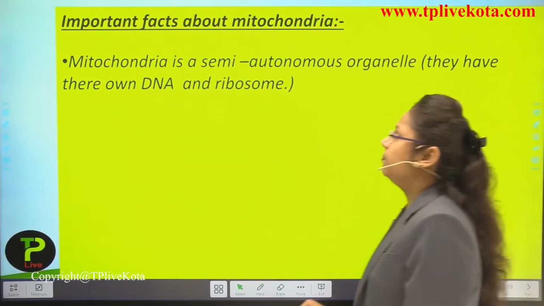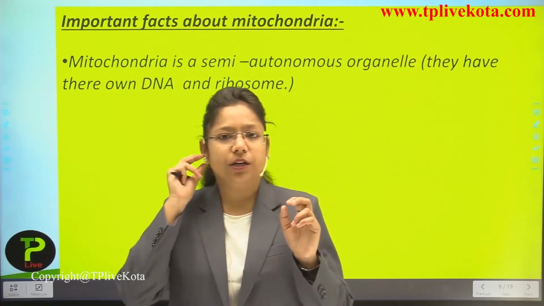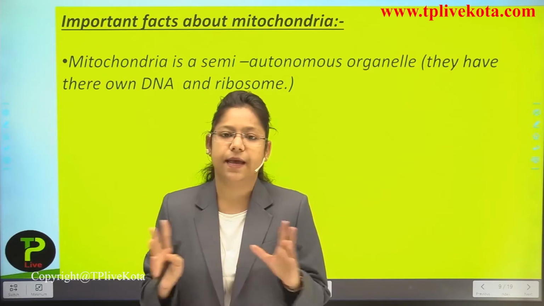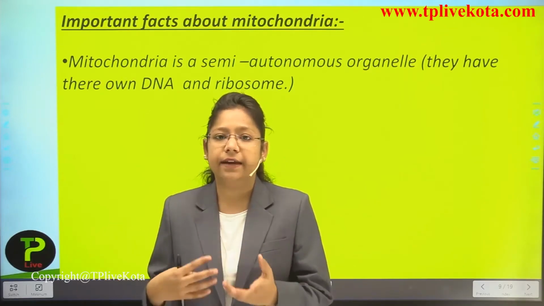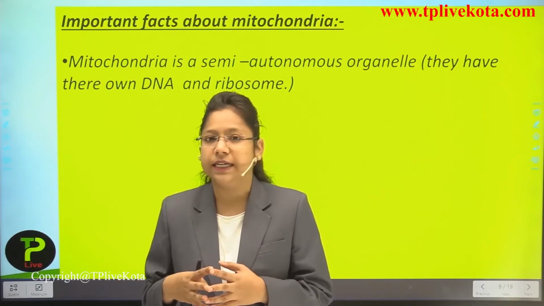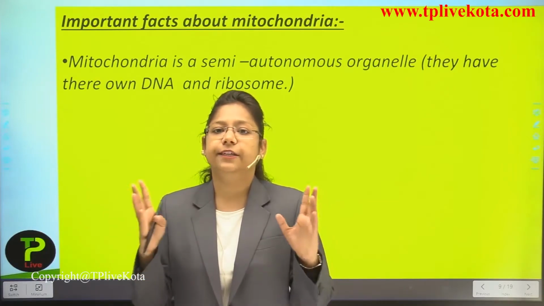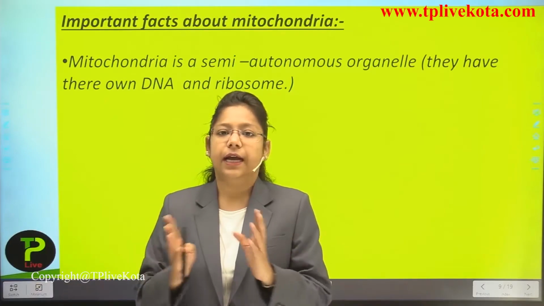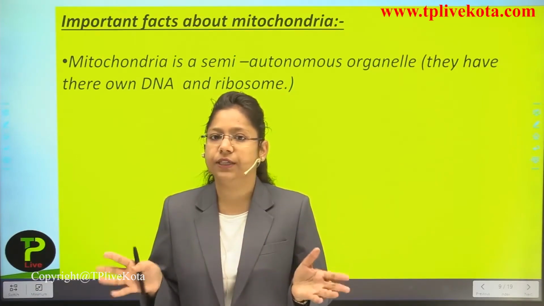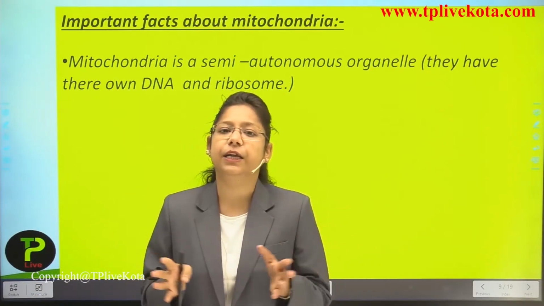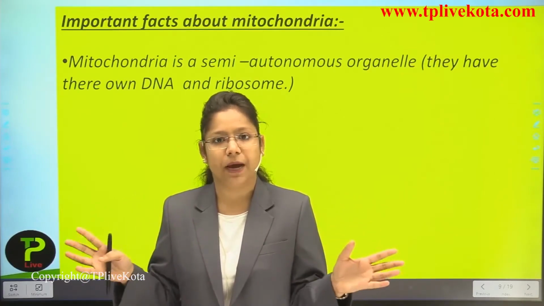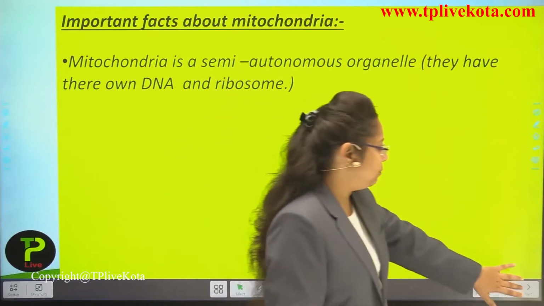Important facts about mitochondria. The first important fact is that it is a semi-autonomous cell organelle. Semi-autonomous means it can replicate itself because it has its own DNA, its own proteins, and its own ribosomes. If a particular cell organelle has all three of them, then it can replicate by itself.